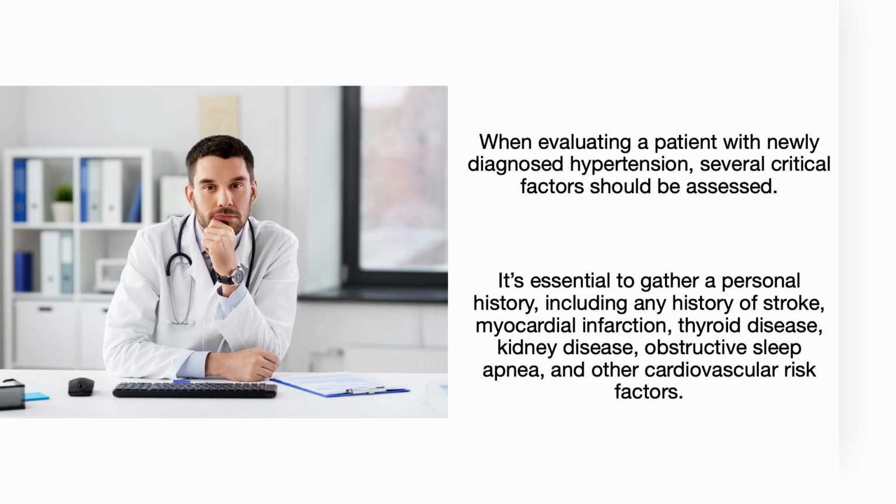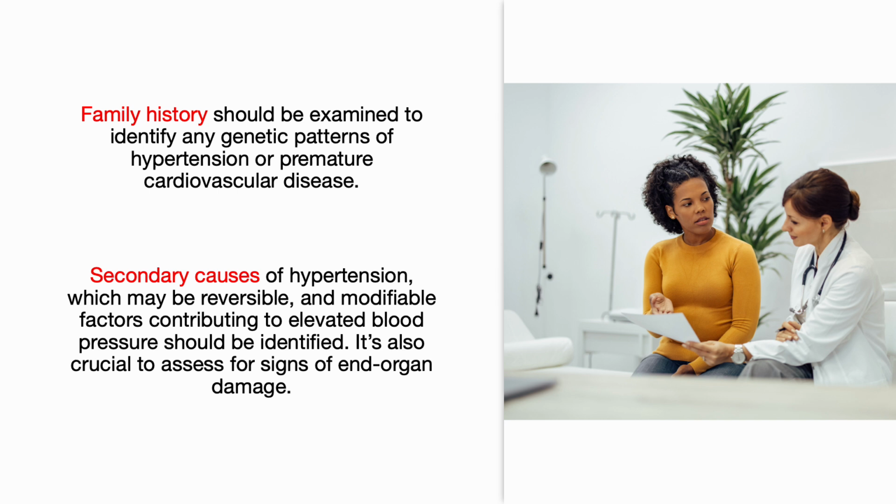When evaluating a patient with newly diagnosed hypertension, several critical factors should be assessed. It is important to gather a personal history, including any history of stroke, myocardial infarction, thyroid disease, kidney disease, obstructive sleep apnea, and other cardiovascular risk factors. Family history should be examined to identify any genetic patterns of hypertension or premature cardiovascular disease. Additionally, secondary causes of hypertension, which may be reversible, and modifiable factors contributing to elevated blood pressure should also be identified. It is crucial to assess for signs of end organ damage.